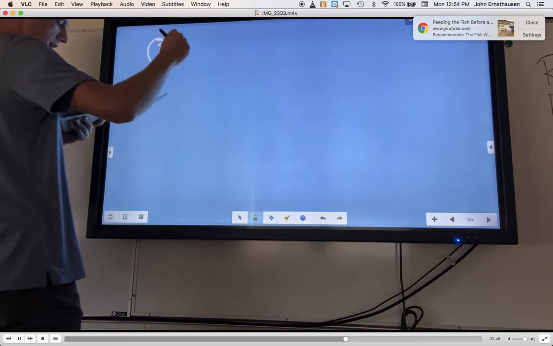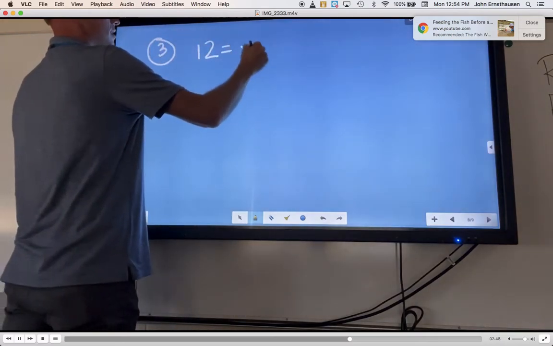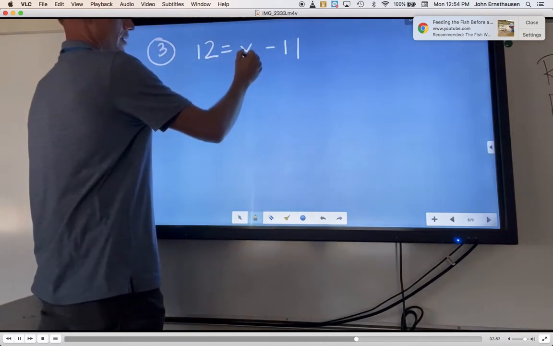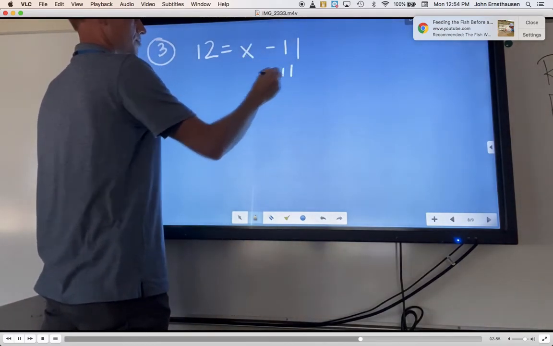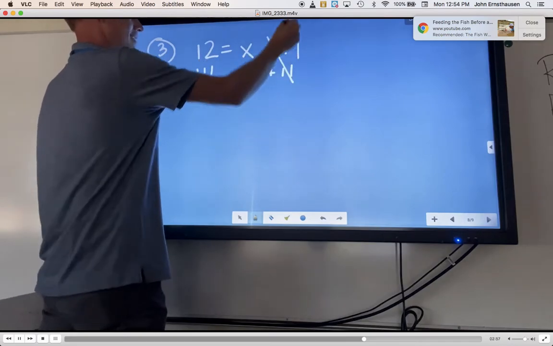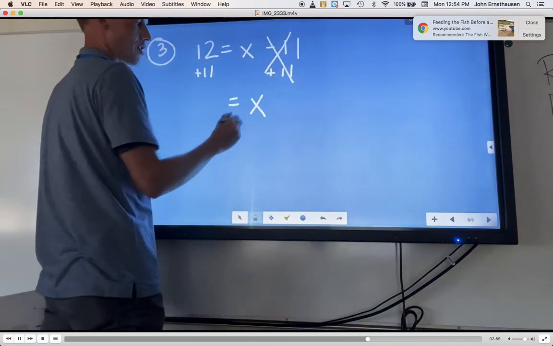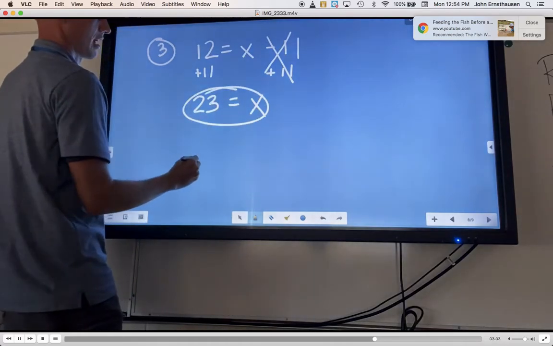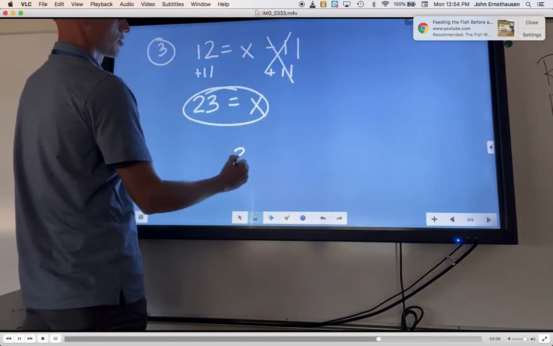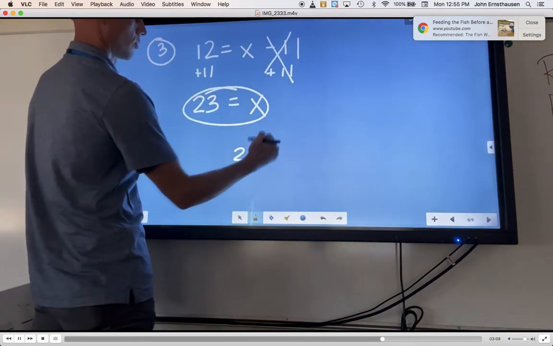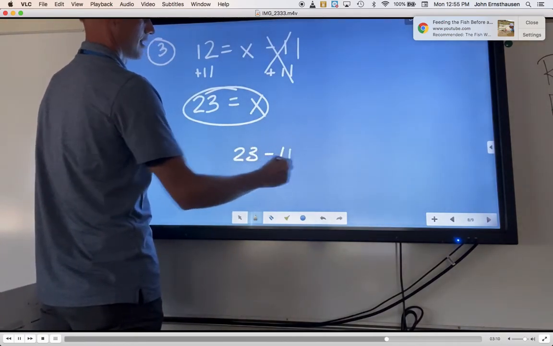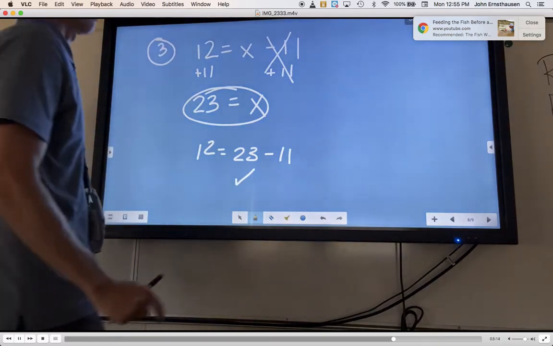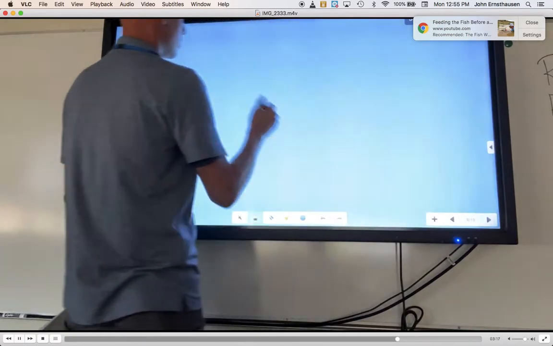So for number 3, it says 12 equals x minus 11. I find my variable, I do the inverse. Instead of subtracting 11, I'm going to add 11 to both sides so that I get my variable alone, which means I can get my answer. It does say to do the check step, so if I substitute in 23, does 23 minus 11 equal 12? It does. And then the last one I'm going to do is number 4.